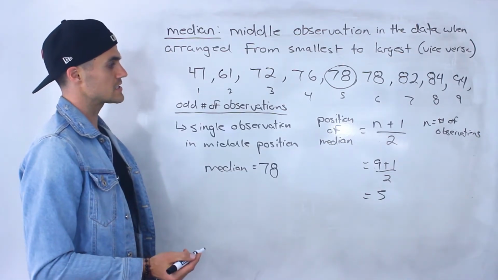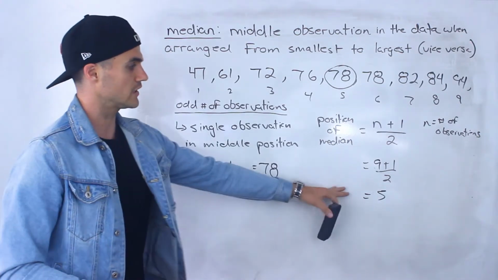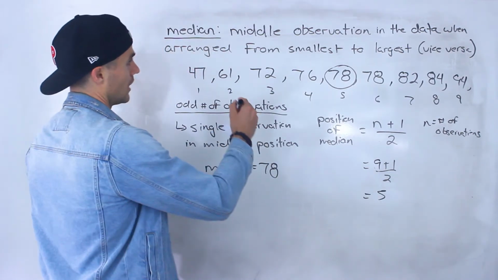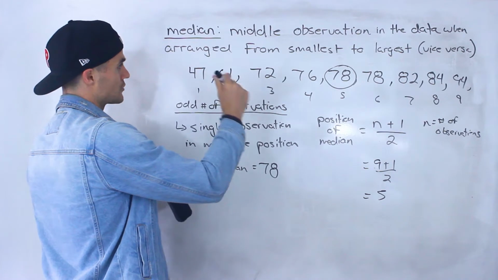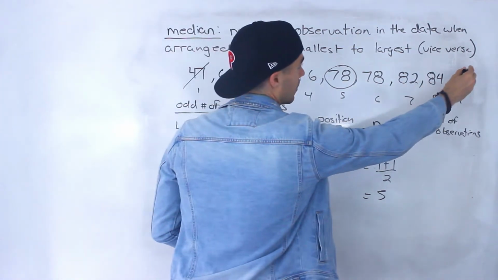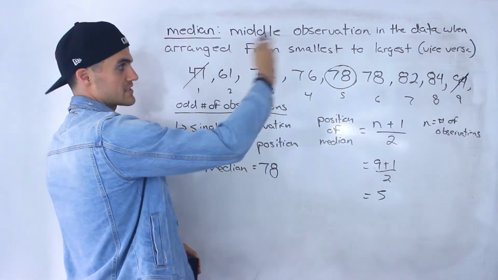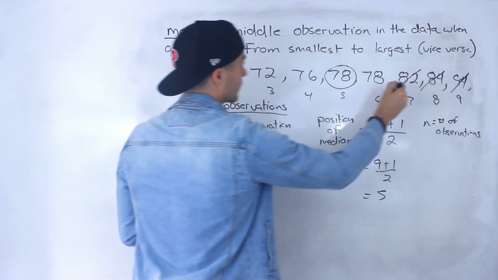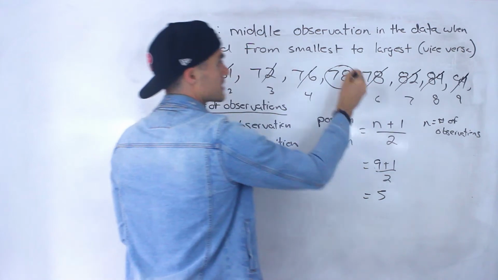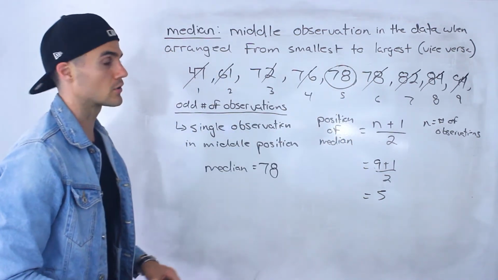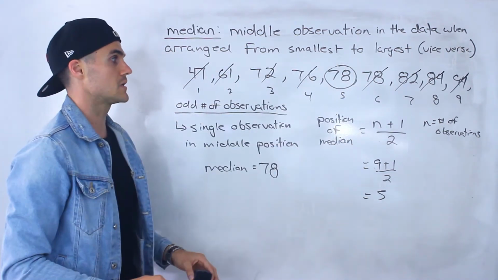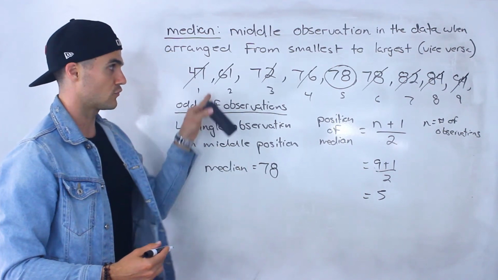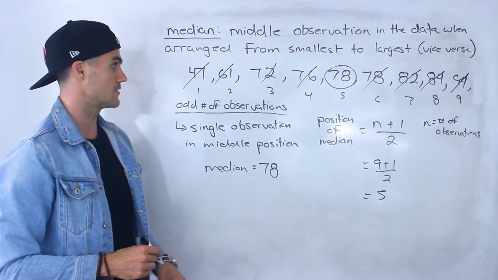Another way you can do this is instead of looking at the position number, which is actually the way I recommend doing it, another way, it'll take you longer if you have a larger set of data, is you could just start crossing out the smallest and largest values and kind of work your way in. So cross this, cross that, cross this, cross that, and then that single number you're left with is going to be the median. So either way you do it, the median for this set of data is 78.